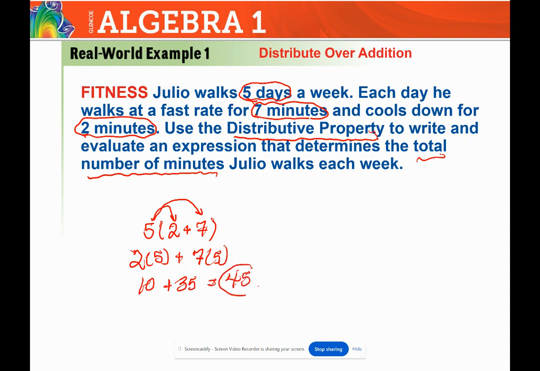And I know that you wouldn't necessarily do things this way when figuring it out. You could have taken 7 plus 2, which is 9, and multiplied it times 5. But we're demonstrating the distributive property, so you need to also show that in your work.